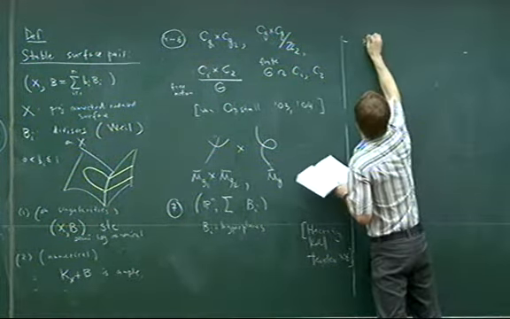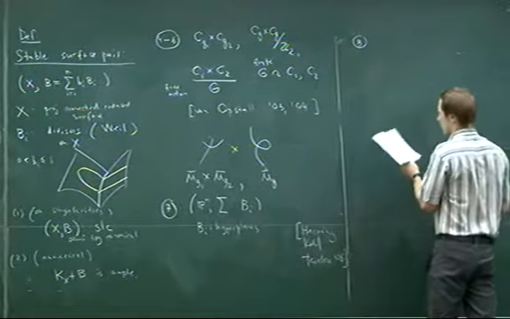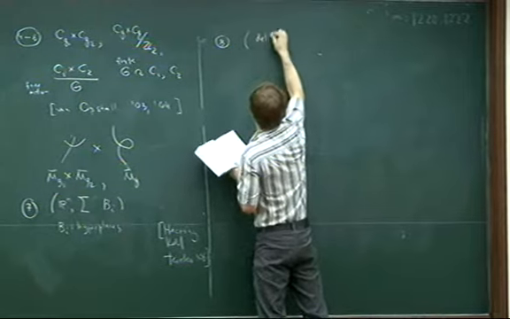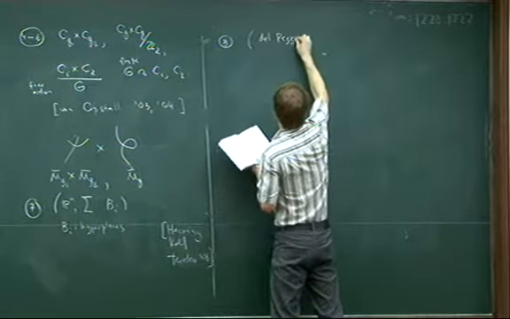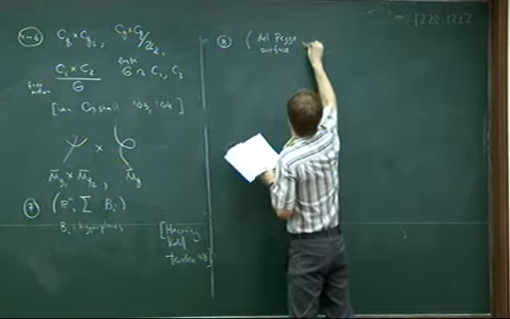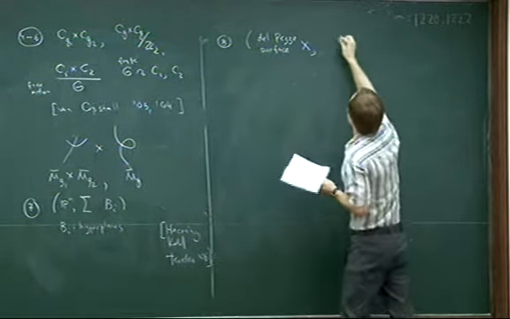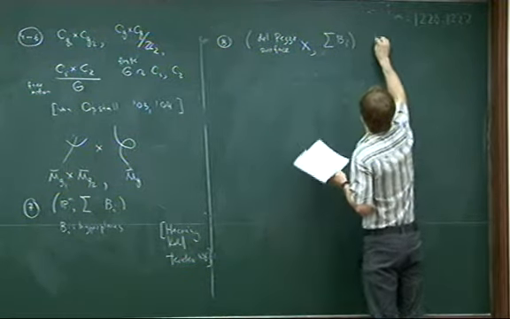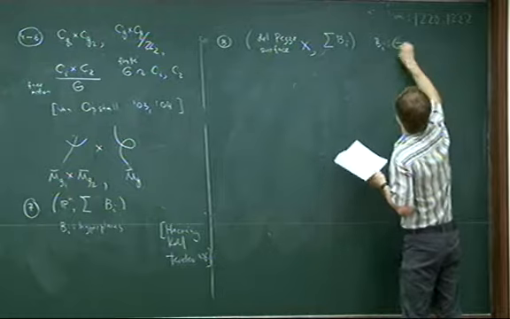Case number 8 is the case of a del Pezzo surface X, and the divisors B_i, where the B_i are the -1 curves.